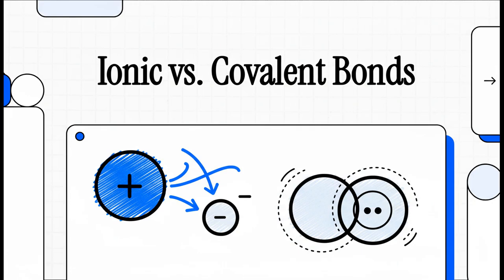Okay, let's dive right in. We're about to solve a mystery that's happening all around you, all the time. It really explains why things in our world act the way they do. And it all comes down to two different ways atoms connect with each other.